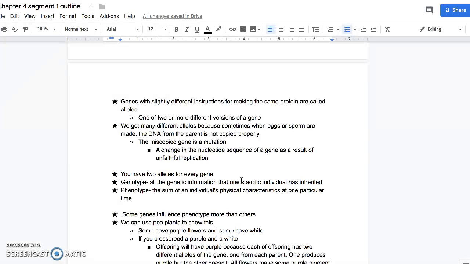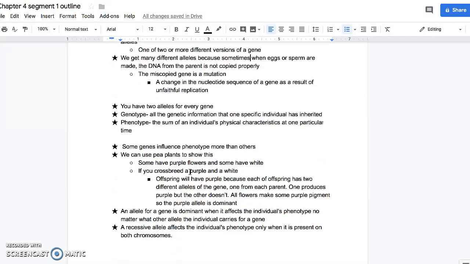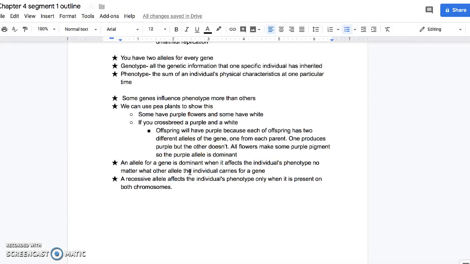This miscopied gene is called a mutation. A mutation is a change in the nucleotide sequence of a gene as a result of an unfaithful replication. Many mutations are minor and have no effect on how well the protein works, and we all carry some mutations. Next, if we get a non-functional allele from one parent, the other allele usually spares us from harm. So you have 2 alleles for every single gene.